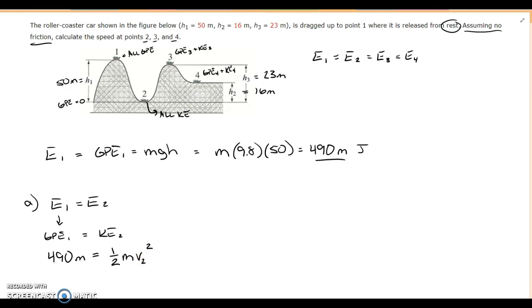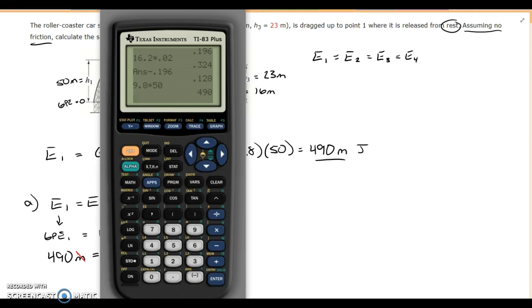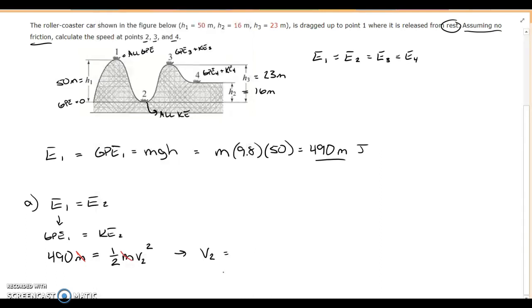You notice they didn't give us the mass, but the mass is going to cancel on both sides, and we can solve for the velocity in this equation. I'm going to multiply both sides by 2 and take the square root, and I get my velocity at point 2. When I take 490, multiply it by 2 to get rid of the half, and take the square root of that value, I get 31.3 meters per second.